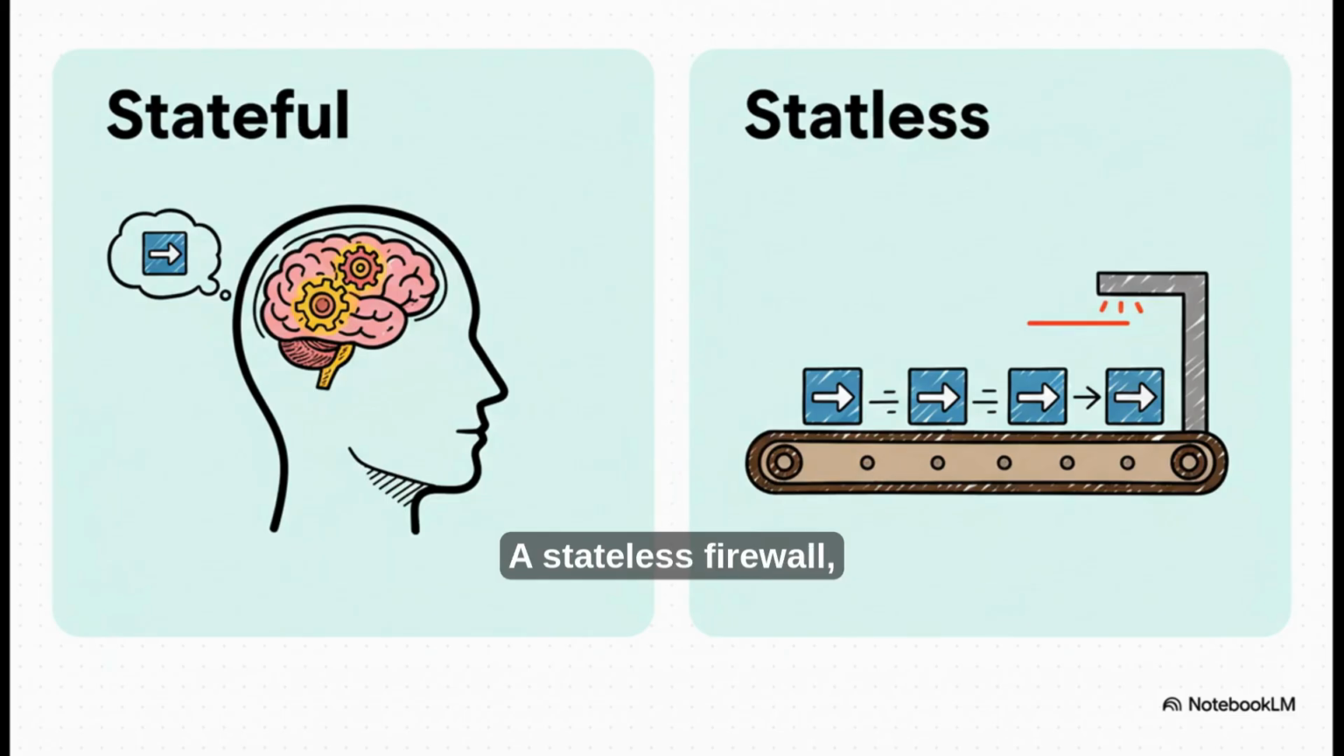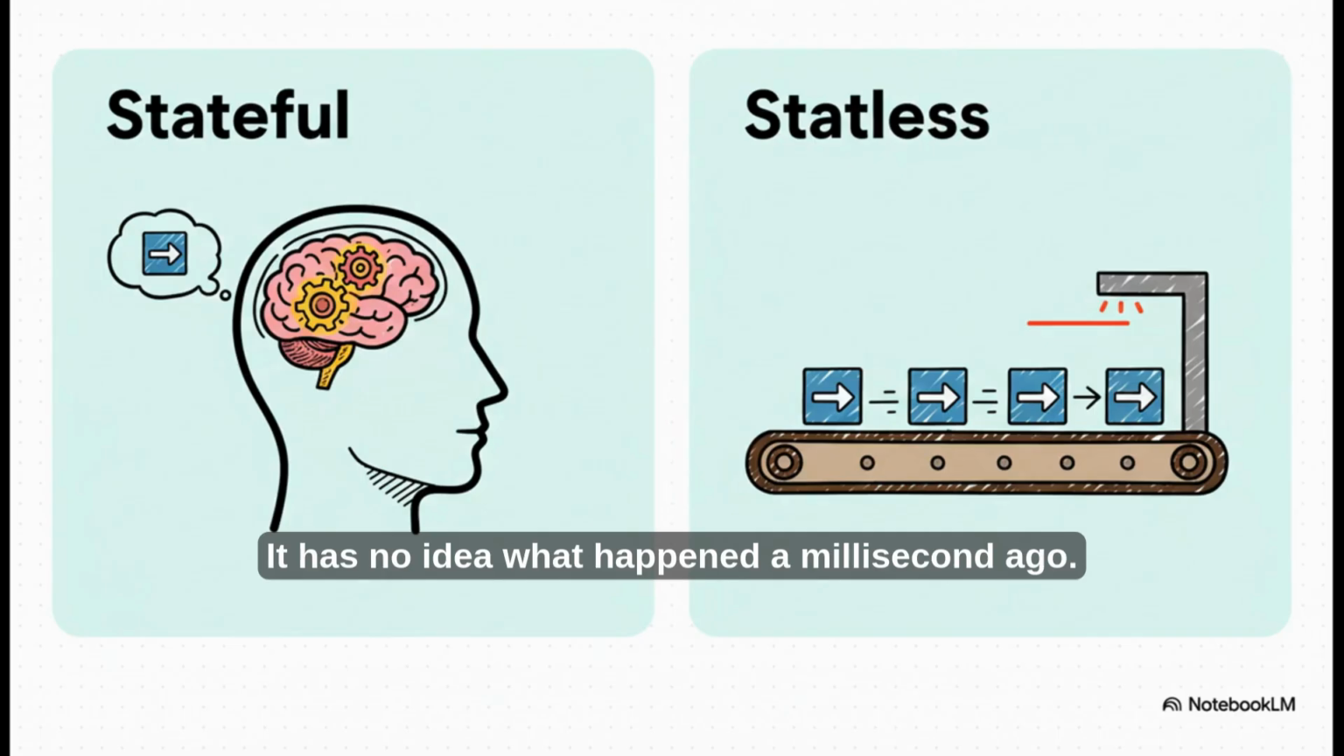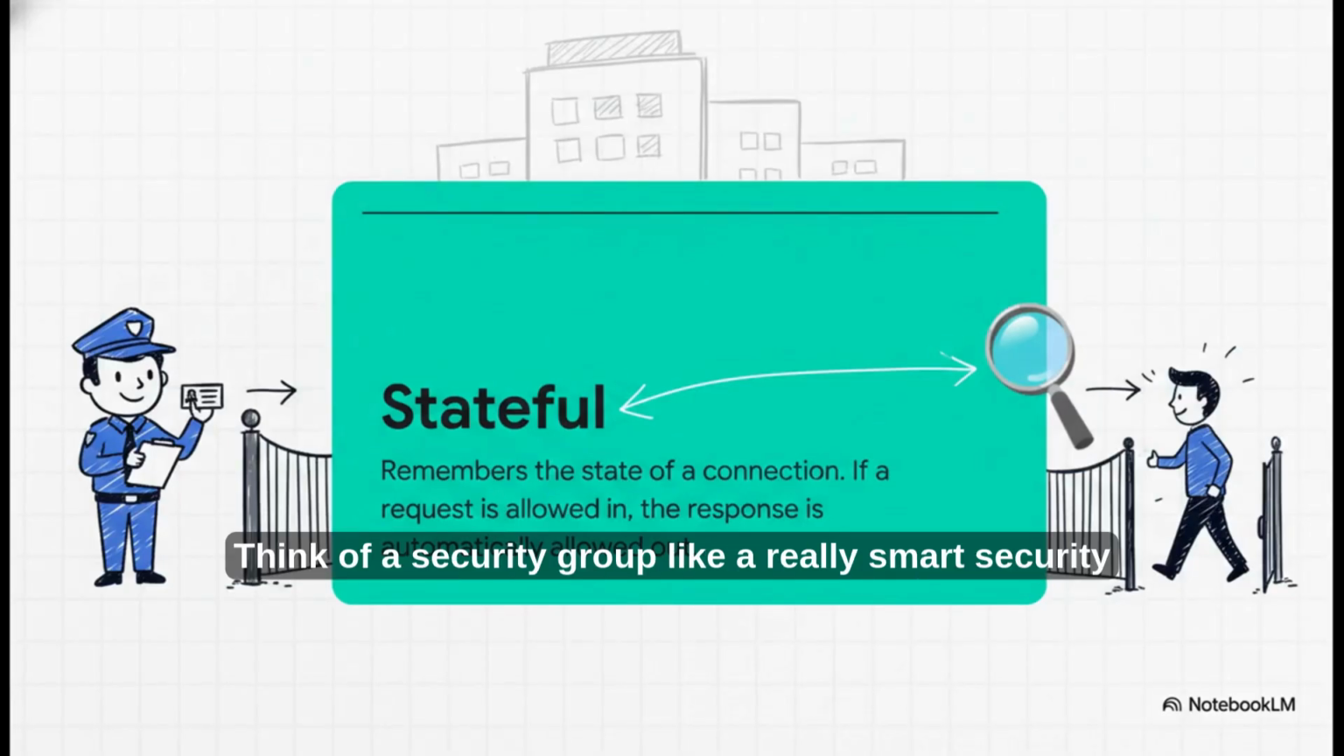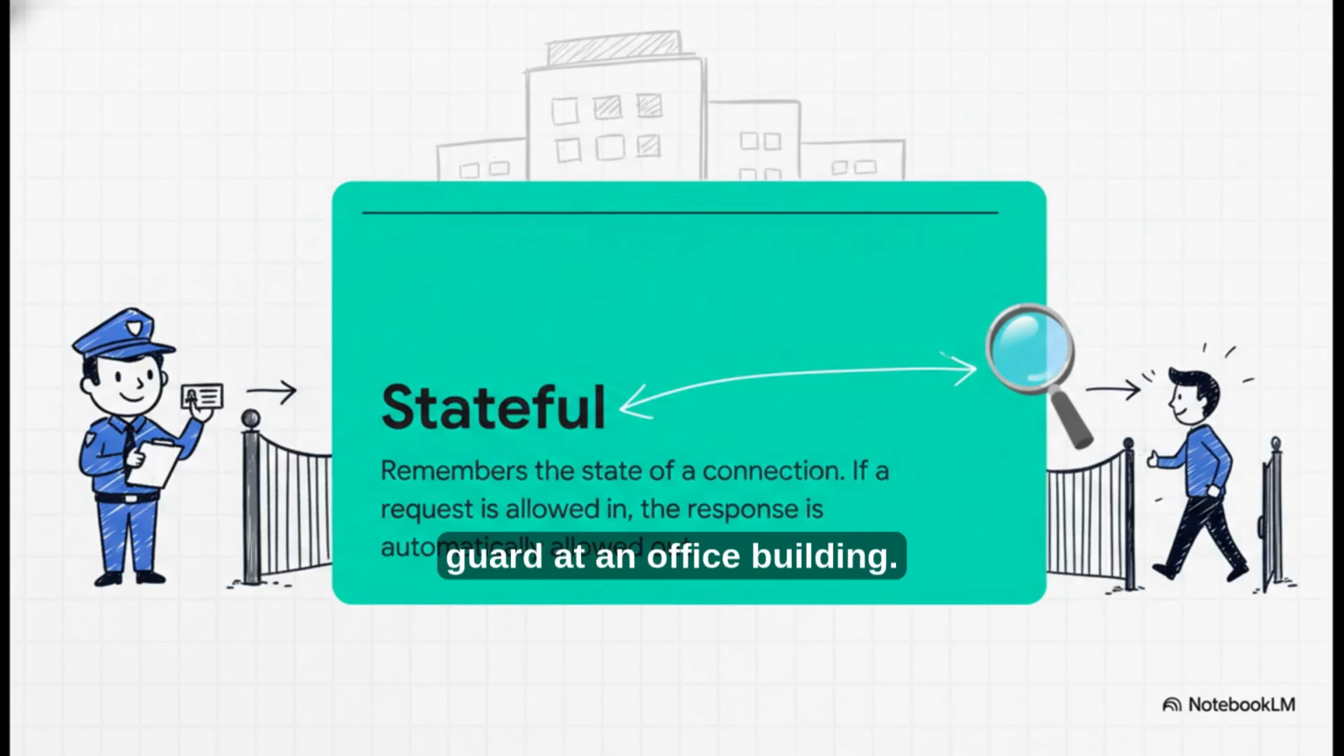A stateless firewall, like our NACL, is memoryless. It has no idea what happened a millisecond ago. It treats every single packet of data like a complete stranger. So let's talk stateful. Think of a security group like a really smart security guard at an office building.